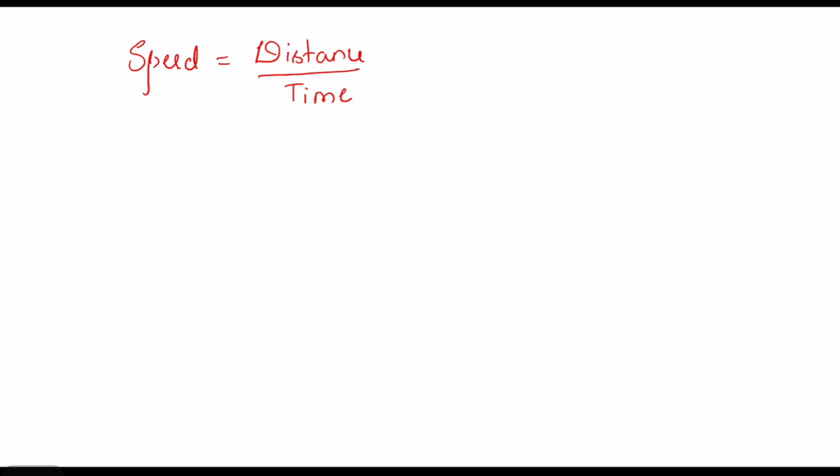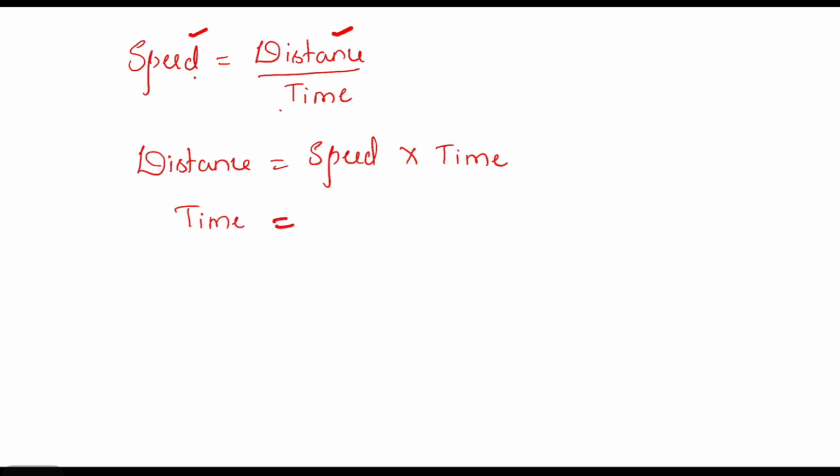If speed and time is given, how to find distance? Distance is nothing but speed into time. And if speed is given and distance is given, then how to find out time? Time is nothing but distance divided by speed. Okay, these are the three main equations or formulas we need to remember.